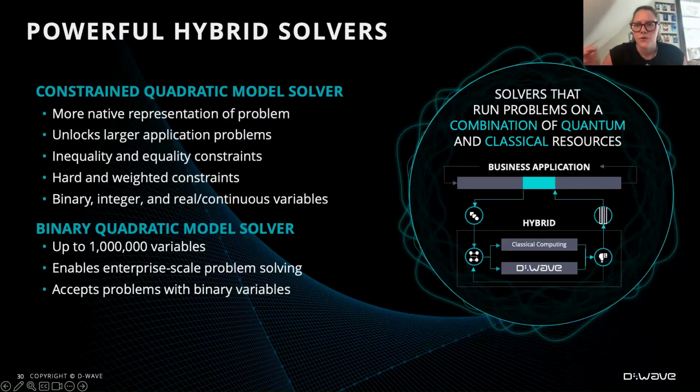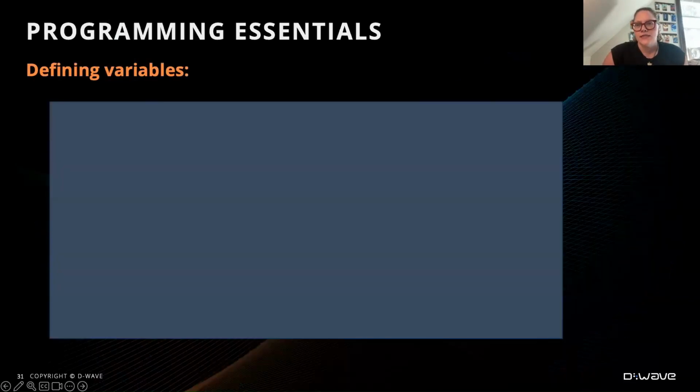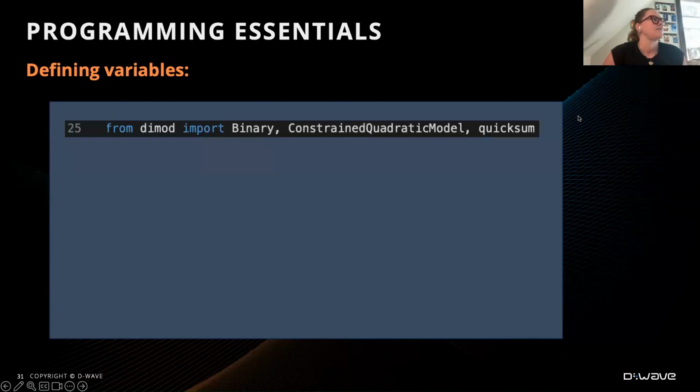Okay, so we're going to go through programming essentials here, and then I'll show you where they come up in that demo. So first off, we need to define our variables. We can define our variables first using D-Wave's dimod package. We'll import a binary variable type because we have binary variables.